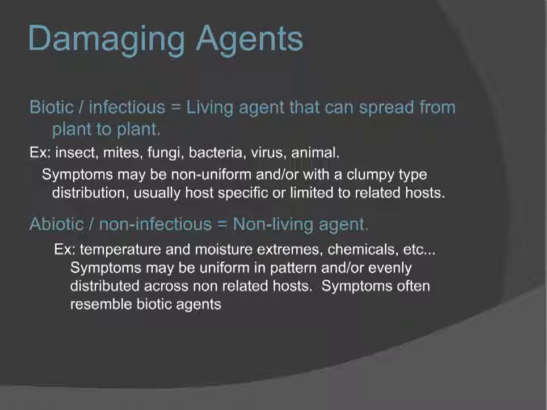When you're looking for something that's biotic, it's probably going to be non-uniform and with a clumpy type distribution. Usually it's host specific or limited to related hosts such as all pines or spruces, that sort of thing, as opposed to maple and a spruce. The symptoms on an abiotic would be more uniform in pattern and more evenly distributed across the non-related hosts. And these can often be confused for biotic agents.